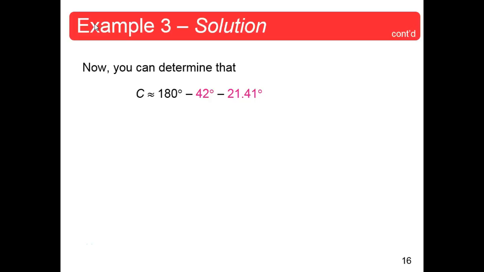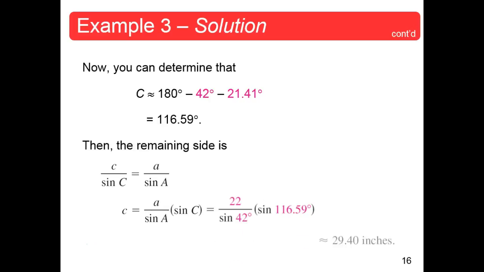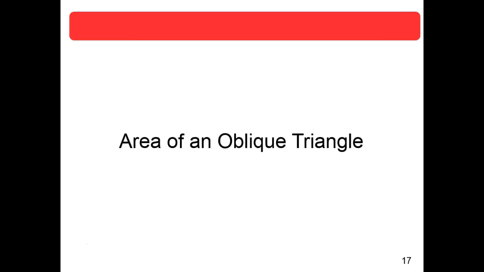Okay, and I think we finished example 3 last time. And we're starting to do area of an oblique triangle. But before we get started, any questions on anything we've done so far?